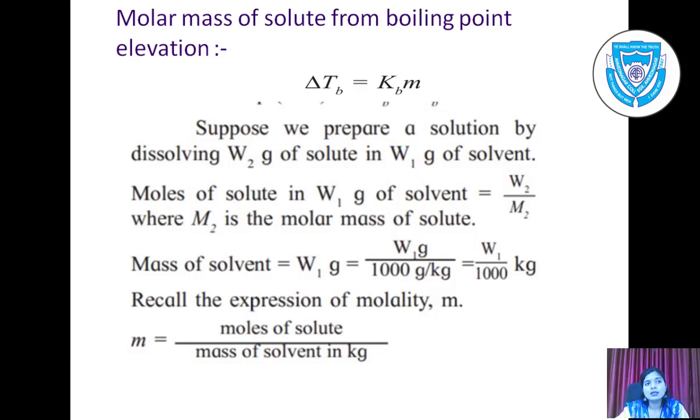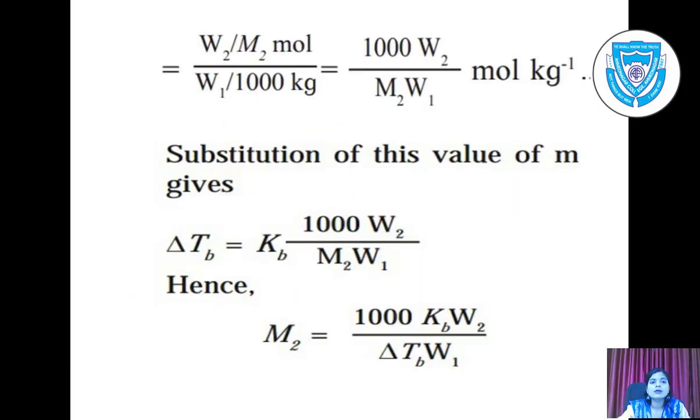Now we have the expression for molality. We have already seen this last year also, in 11th standard. Molality is number of moles of solute divided by mass of solvent in kg, which is equal to W2 upon M2 mole divided by W1 upon 1000 kg. So that is equal to 1000 into W2 divided by M2 into W1 mole per kg.